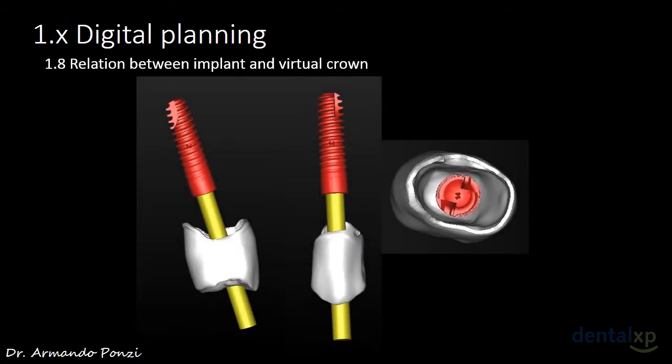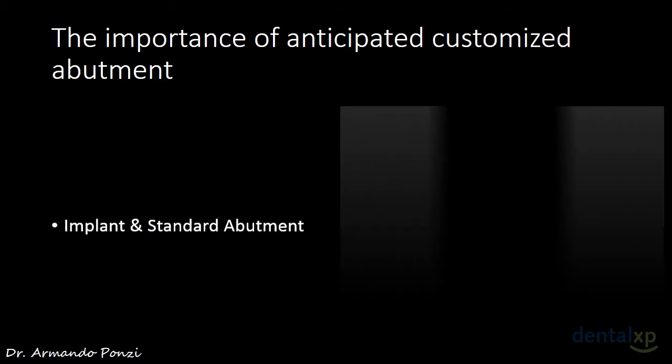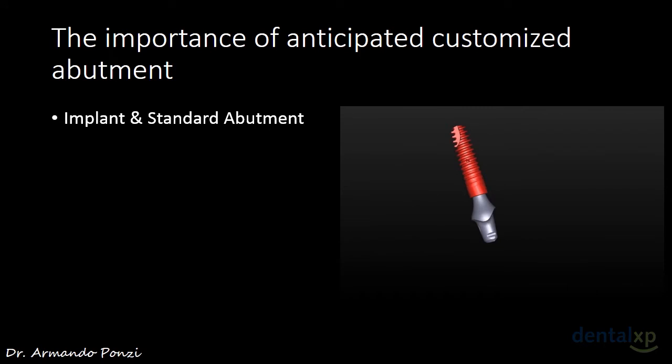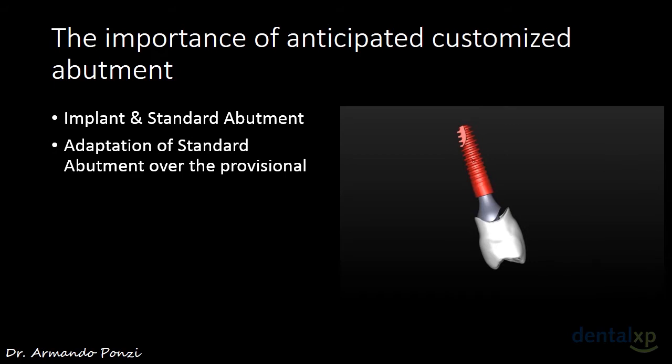The digital planning allows new data manipulation, creating original images and new insight that we'll see in the next slides. In here, the relation and distance between implant and virtual crown can be easily evaluated and measured. The customized anticipated abutment plays an important role in the single-step planning surgery, and we see here how the standard abutment has a very poor adaptation over the provisional.